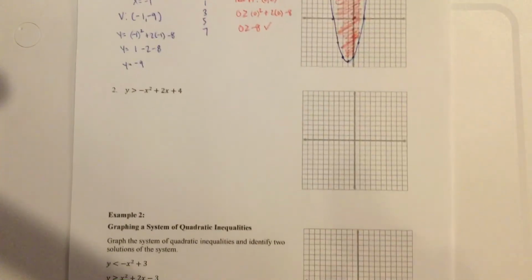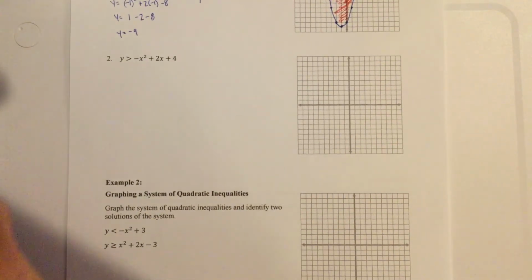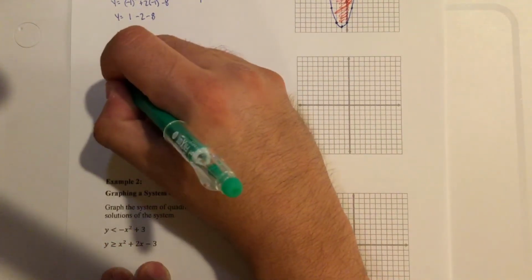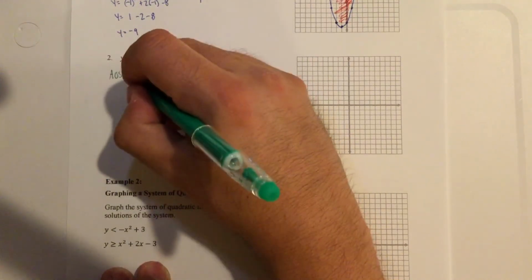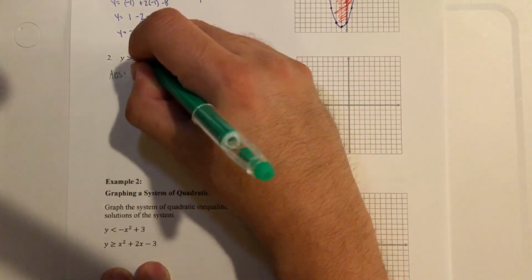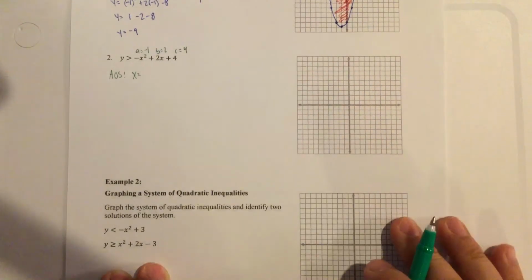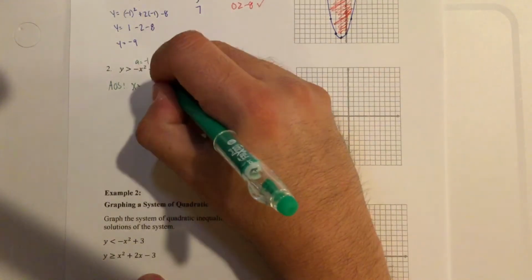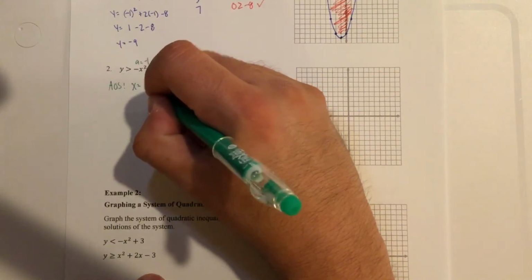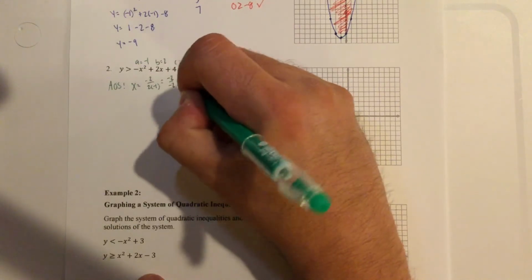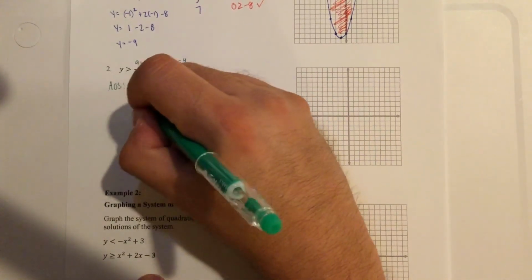All right, let's take a look at example number 2. Once again, I will do this by finding the vertex. So the axis of symmetry: x equals, A is -1, B is +2, and C is 4. So x equals the opposite of b, so -2 divided by 2 times a, which is -1. So -2 divided by -2 is +1. So x is equal to 1.